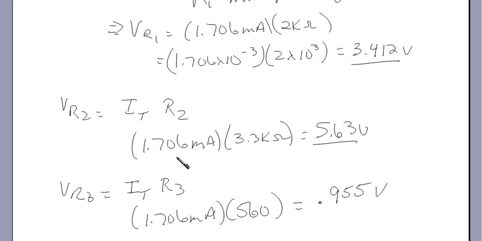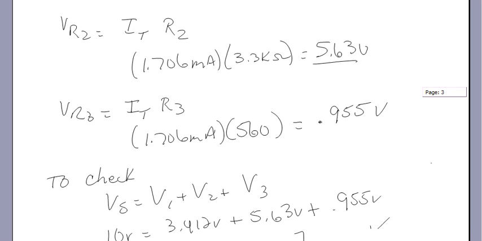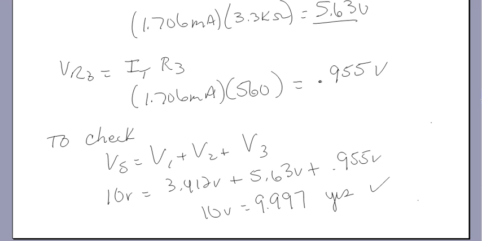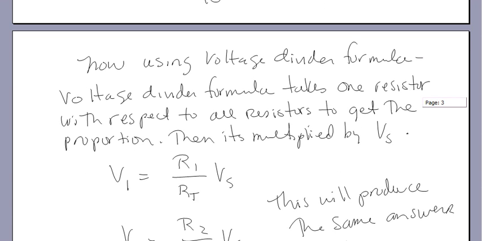VR2 is the 1.7 times the 3300, which is 5.63. And then finally VR3 is the 1.7 milli times 560, which gives me 0.99. Now notice when I add up these voltage drops, V1, V2, V3, I do get 10 volts. Well, it's close enough. If I didn't round, it would have been right on.